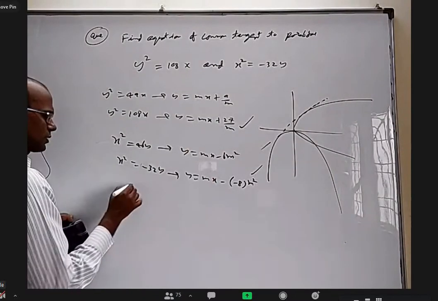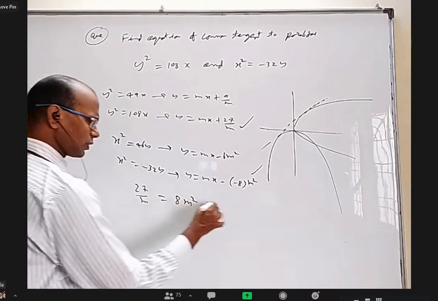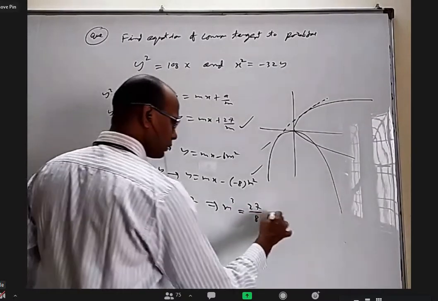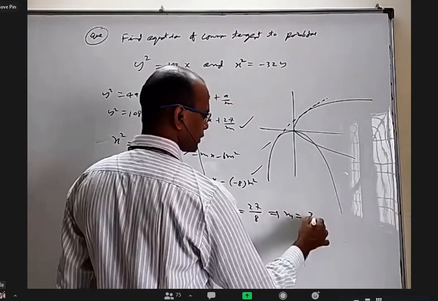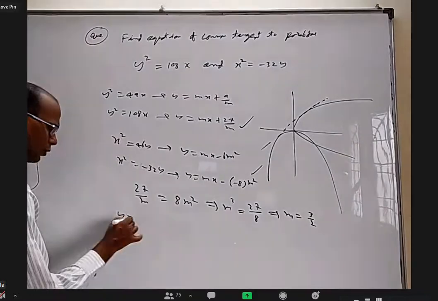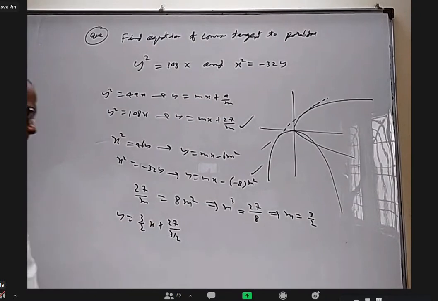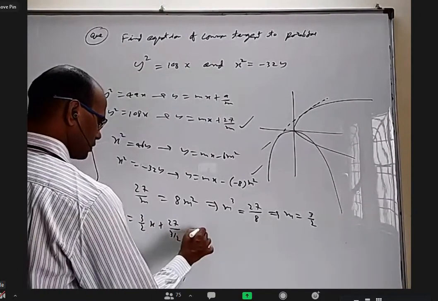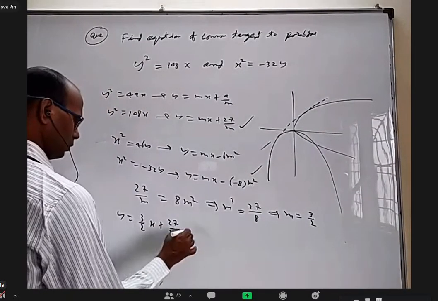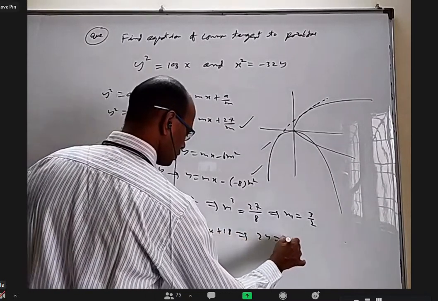So if I equate the constant, 27 by m is equal to 8m square. Bring this one here, you will get m cube is equal to 27 by 8. And then we'll get m is equal to 3 by 2. Now once you got the m value, put it here or here, we'll get the answer. So y is equal to 3 by 2 x plus 27 by 3 by 2. Okay, you just simplify this. This is 3 by 2 x plus 18. That is 2y is equal to 3x plus 36.